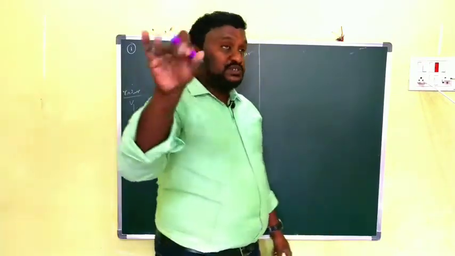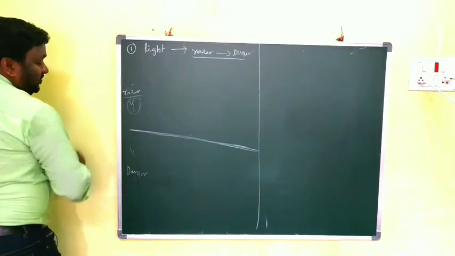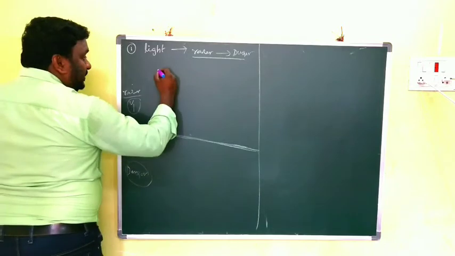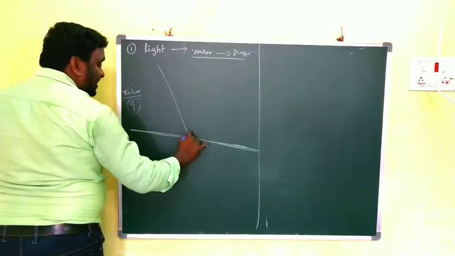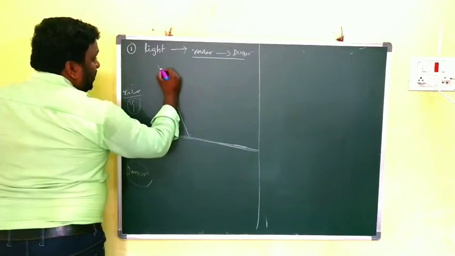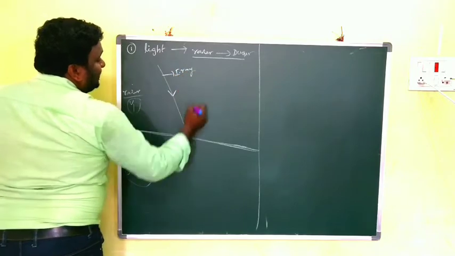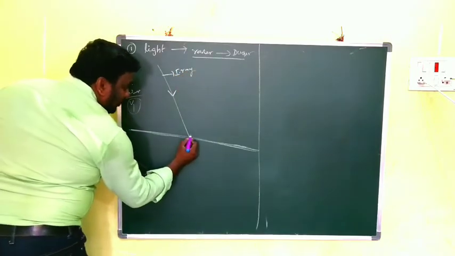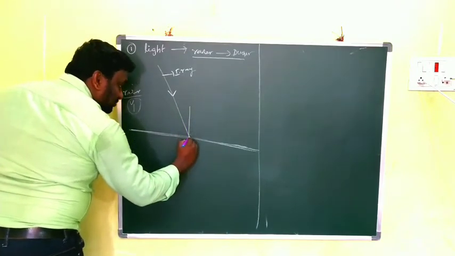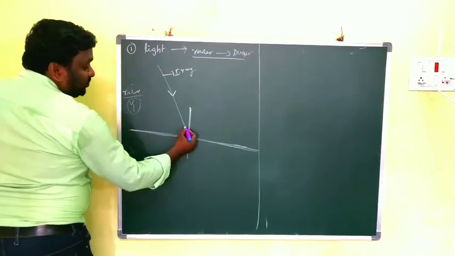Clear, children? Watch carefully here. The rarer medium has velocity v1 and the denser medium has velocity v2. Now I am drawing the light ray. This is the incident ray, and this is the point of incidence. At the point of incidence, I am drawing one normal.